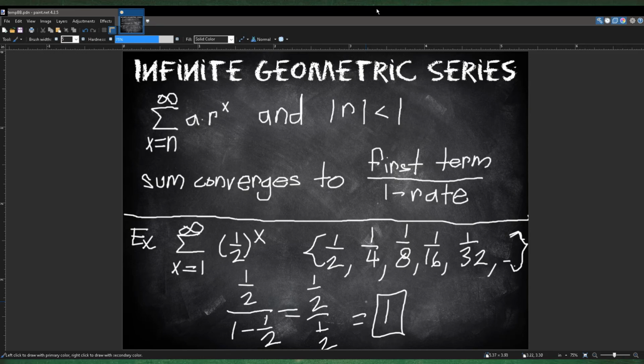So the infinite geometric series convergence test tells us that for 1/2 to the power of x, when you add all the terms as a sequence, the sum approaches 1. So the sum will become 1.